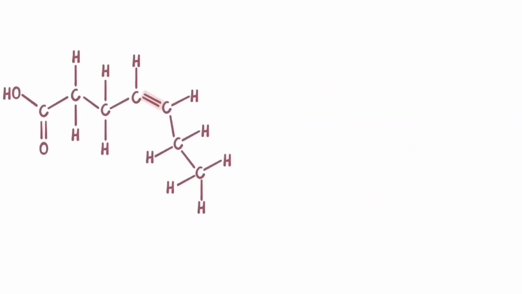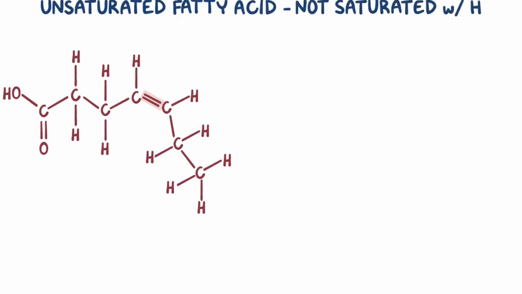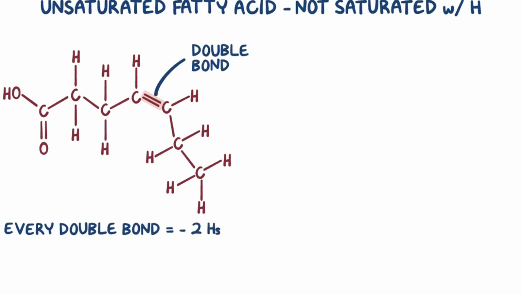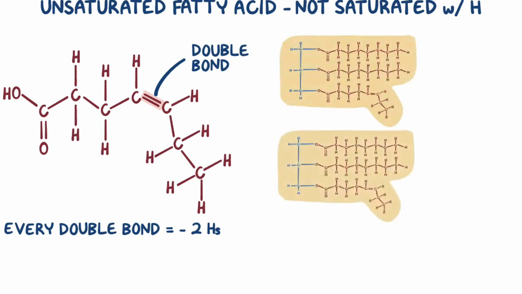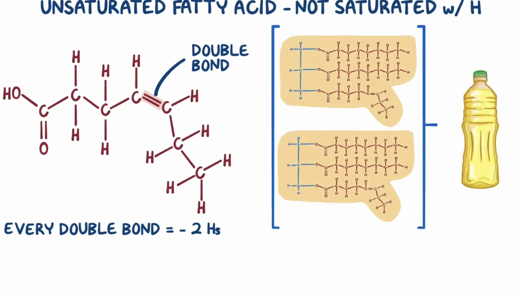Carbons can also have double bonds between them though. And when a fatty acid has one or more double bonds, it's called an unsaturated fatty acid, because it's not saturated with hydrogen atoms. For every double bond, there are 2 fewer hydrogen atoms. Also, a double bond causes a kink in the molecule, so the triglycerides don't pack together as nicely as saturated fats. As a result, unsaturated fats are usually liquid at room temperature.